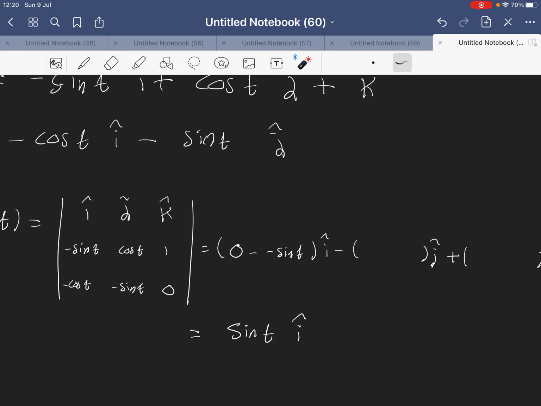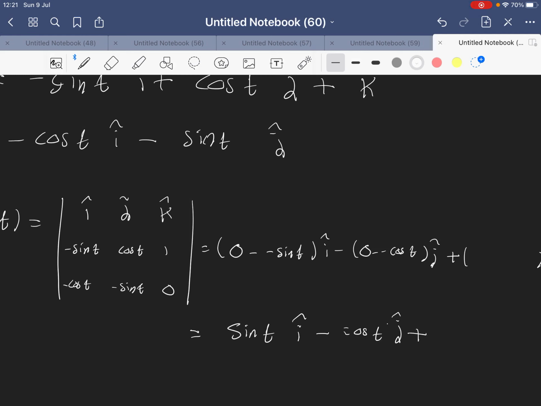Next, we need to find the coefficient of j. We cancel the column of j and the row of j, and then we do the same thing. We get 0 times minus t, so it will be 0, minus 1 times minus cosine, so it will be cosine t. So the second one will be minus cosine t, which if we simplify is minus cosine t j.